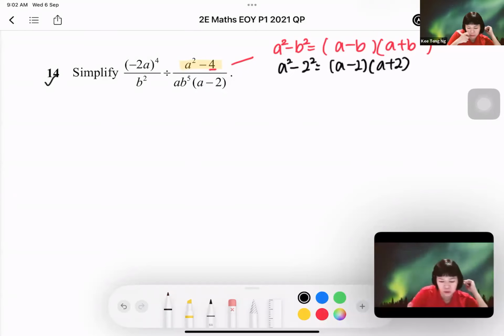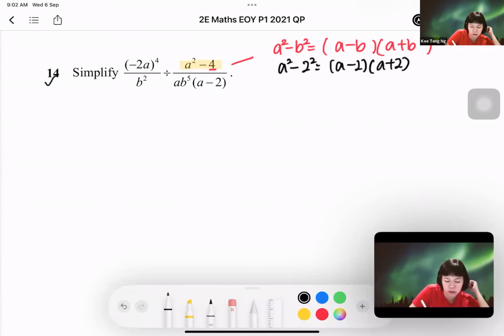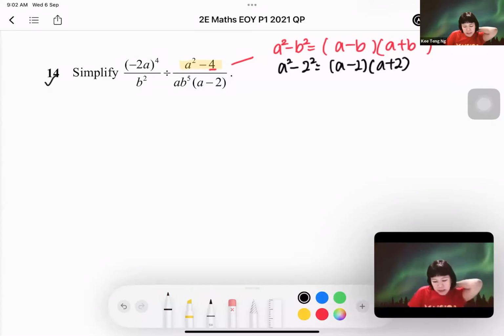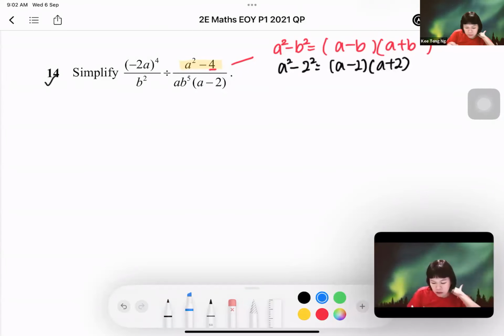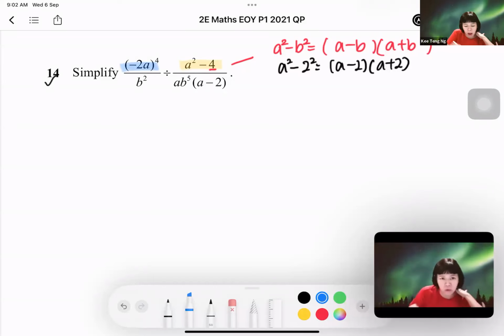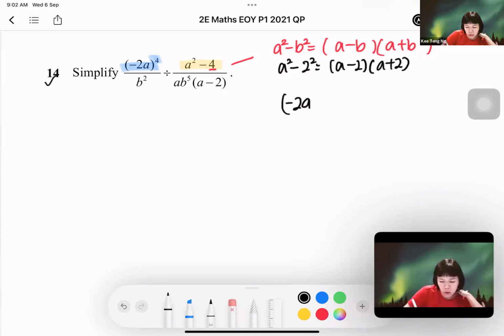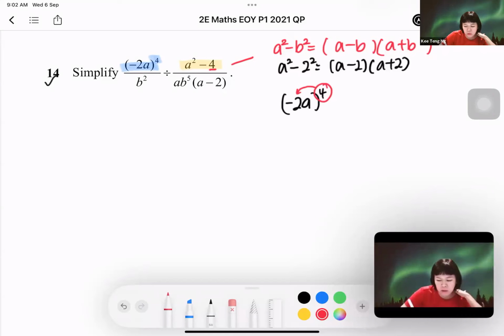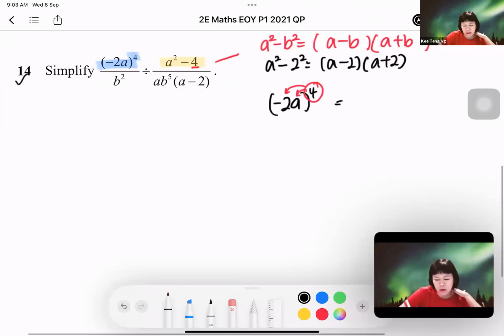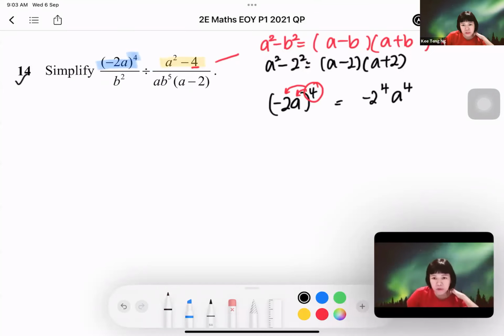Now we've had the first part over here. We know this one has been changed already. Next, let's handle the negative 2a whole thing to the power of 4. This power of 4 must apply to negative 2, and also must apply to the letter a. So it will appear as negative 2 to the power of 4, a to the power of 4. Many students write it this way, but if you use a calculator to calculate this in this way, it may not be correct.